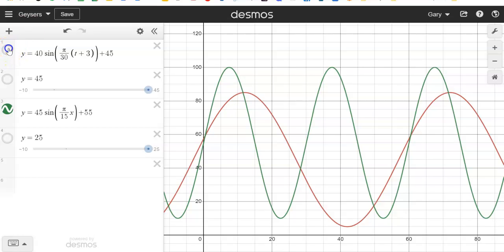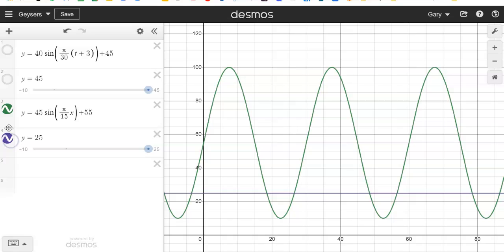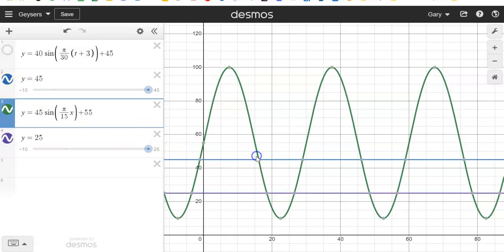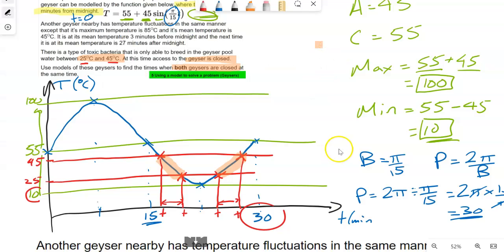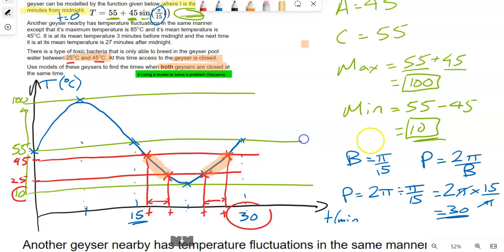So if we're looking at here, we're going to put y equals 25, y equals 45, and we can just click on here and we can see, there we go, 16.07 minutes, 18.5-ish minutes, and it's at 25 there and there. So it's closed between here and here, and between here and here. So the key thing now is interpreting that in context and showing what we're solving.